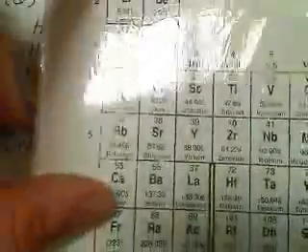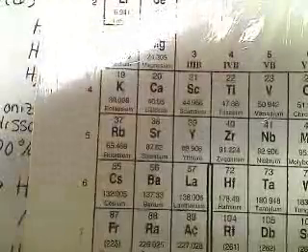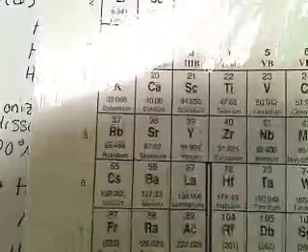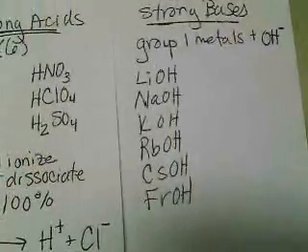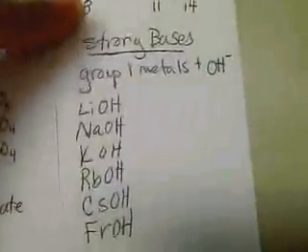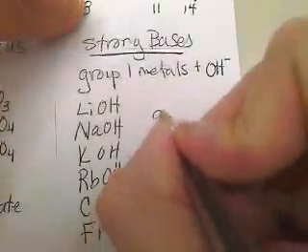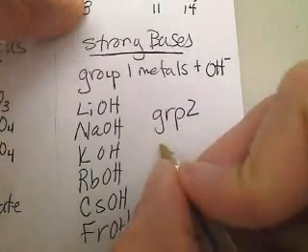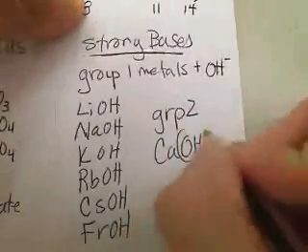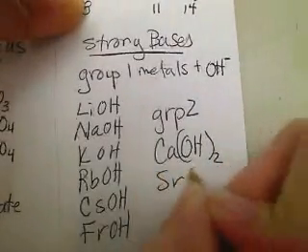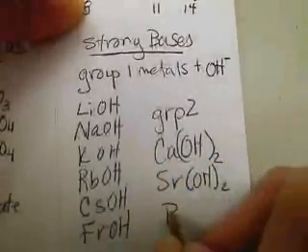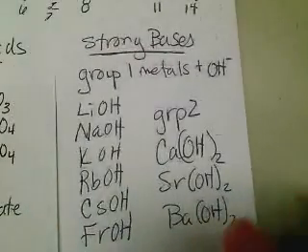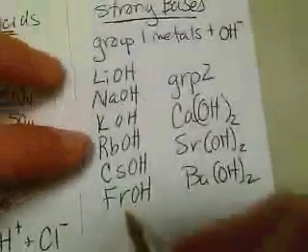Now, your group 2 metals. Oh, it's shiny. It is going to be calcium, strontium, and barium, and that is it, okay? So those are the only ones that are going to be your strong bases, at least that you need to worry about for what we're talking about, okay? So your group 2, I'm going to abbreviate group as GRP. Group 2 is going to be calcium hydroxide, strontium hydroxide, and barium hydroxide, okay?